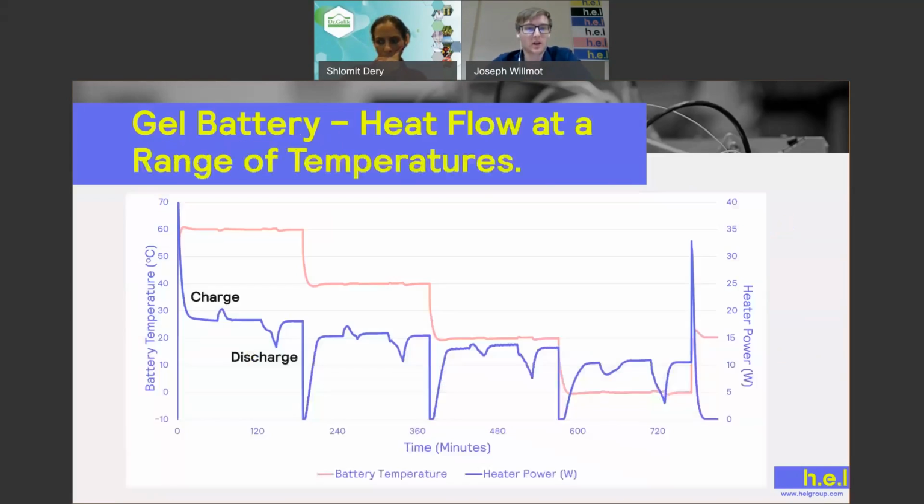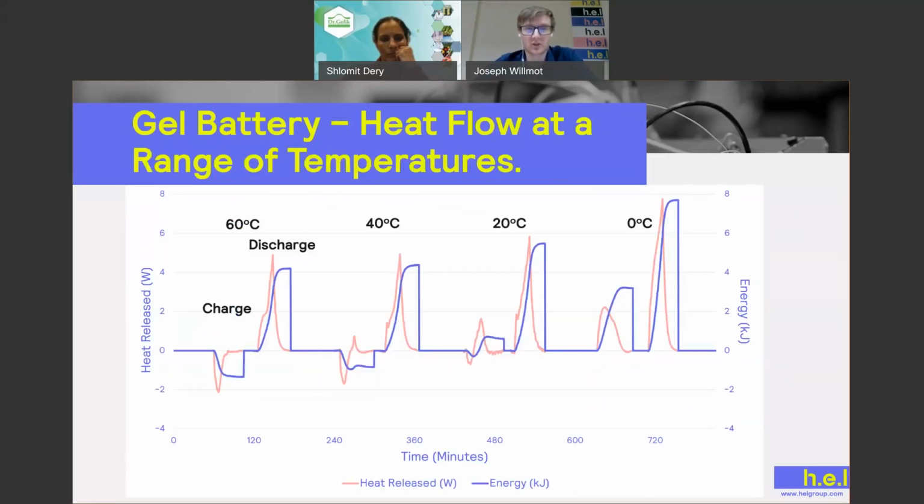So here we can see the battery temperature in pink on the left-hand axis and the heat power in blue on the right-hand axis. You can quite clearly see the peaks and troughs that come from the charge and discharge when we were charging and discharging the cell. And you can see that already we've seen some transitional behavior start to occur, especially with the charging.